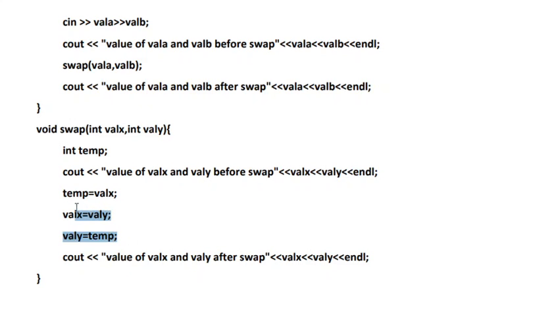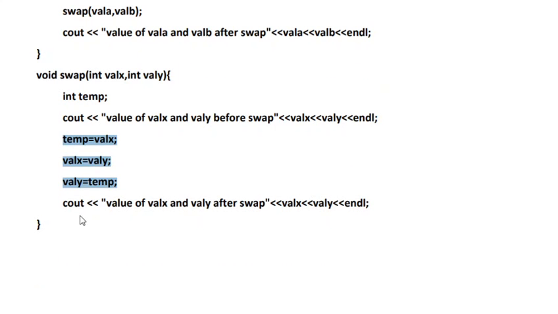Then I'm swapping the contents of val x and val y. Swapping the contents of val x and val y does not bring any change to the values of val a and val b, because val x and val y are simply copies of val a and val b. Now I'm printing the values of x and y after the swap. Before the swap it prints 5 and 6; after the swap it prints 6 and 5, because the values of x and y have been swapped.